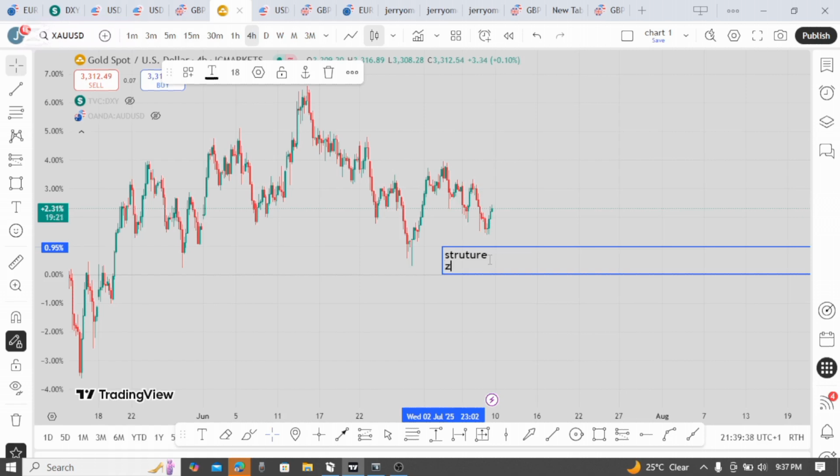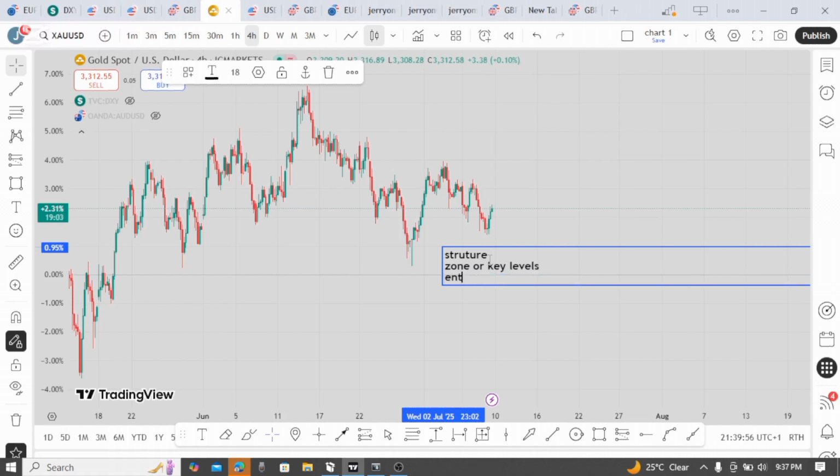Once you get your structure, secondly you have to know the zones or key levels. Number three is that you have to know your entry point. Number four, you have to know the confirmation. You have to have some set of confirmation.